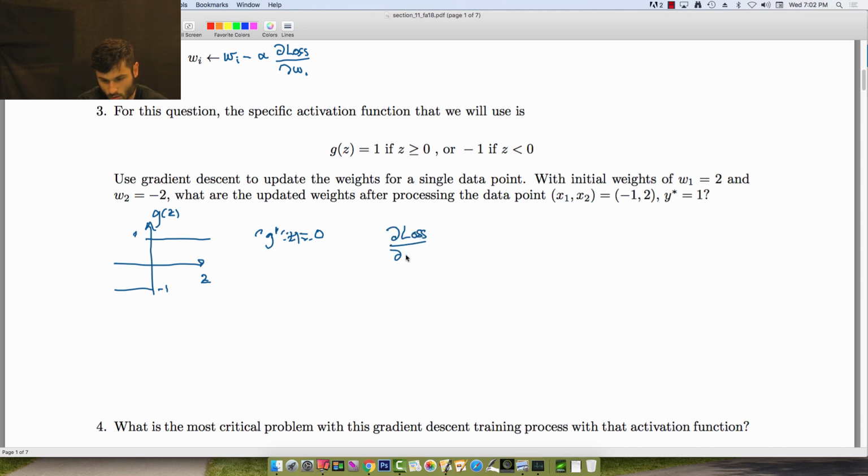What that means is that the whole derivative of the loss with respect to the weights, as we computed before, (g of z minus y star) times g prime of z times xi, will be equal to 0. Therefore, the weights won't change because our update rule is wi converts to wi minus alpha times the derivative of the loss with respect to wi, right? So this term just vanishes because this term over here is 0, and therefore the weights remain unchanged.